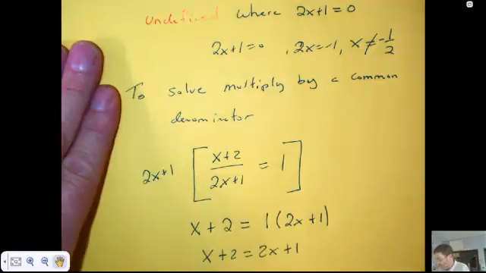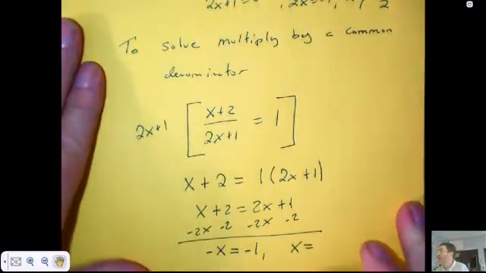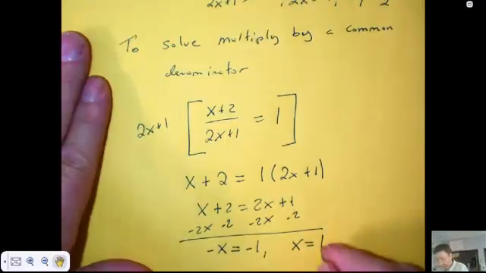We can, let's see, subtract 2x from both sides. And subtract 2 from both sides. So x minus 2x is negative x, and 1 minus 2 is negative 1. So negative x equals negative 1, so x equals 1.